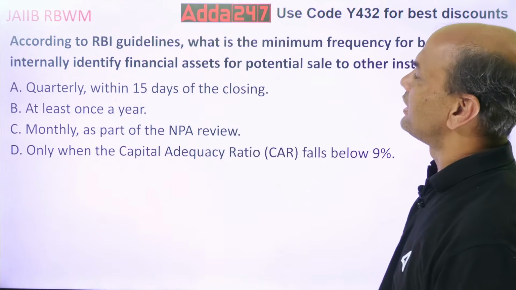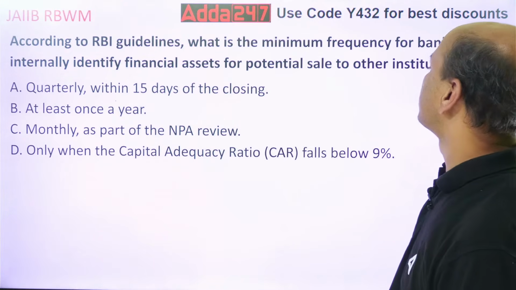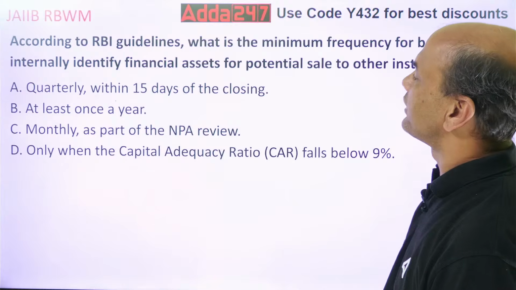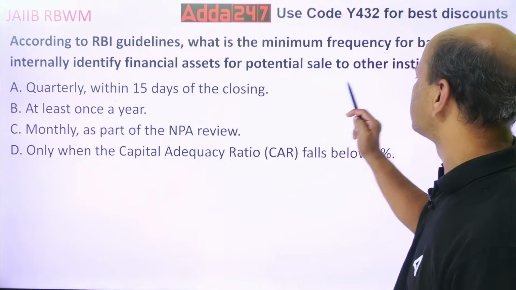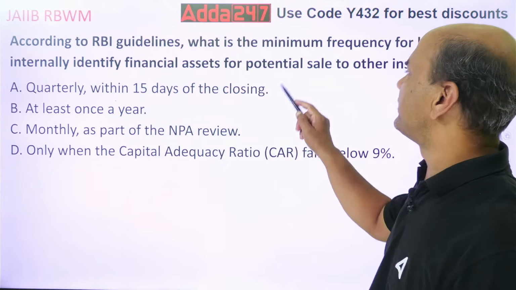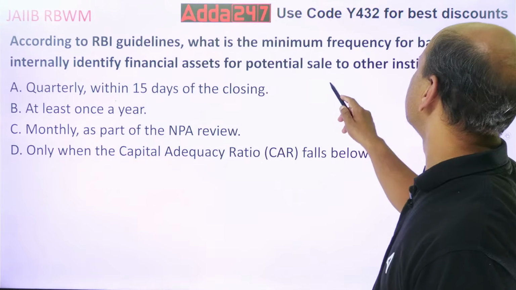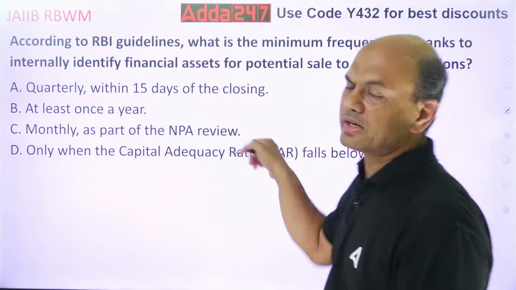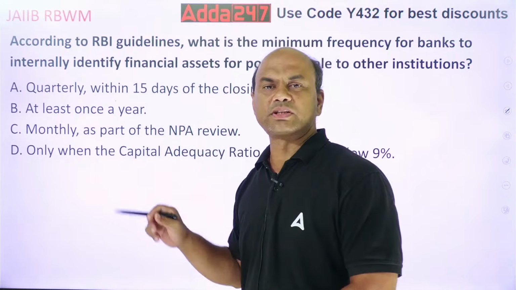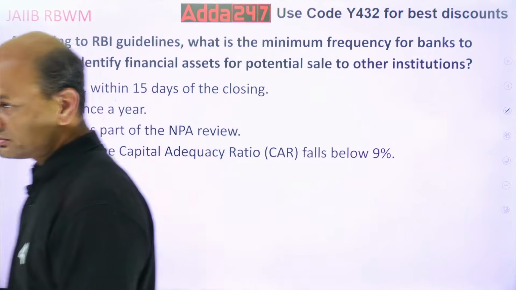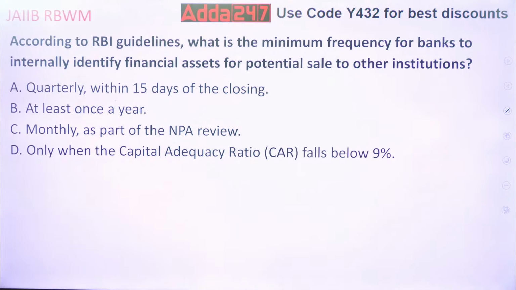According to RBI guidelines, what is the minimum frequency for banks to internally identify financial assets for potential sale to other institutions? This we had done yesterday, or day before yesterday. Somewhere we had done it. So what is the answer for this? Now you must be able to answer this.